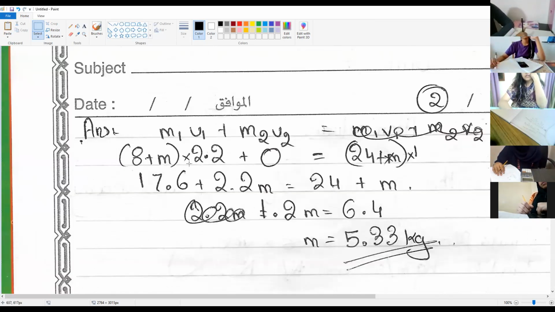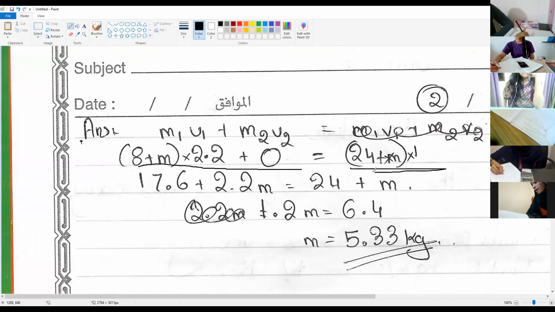Can you see? Momentum before the collision part. Just check. Momentum before the collision and momentum after the collision. And this is 5.33 kg. Understood? Shall I put that? Okay. Let's go to the next one.